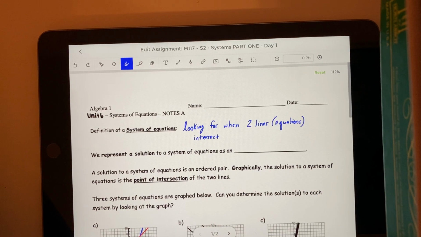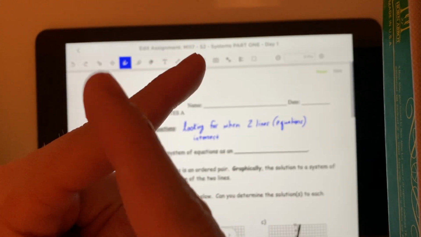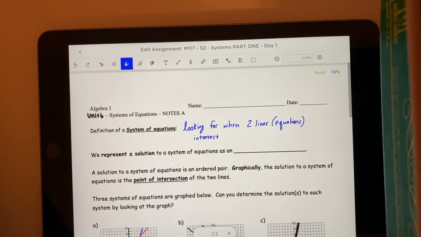So again, the main idea of a system of equations is you have two equations which make two lines, and when those lines cross, they're going to cross at a certain point. And when they cross, that point that they touch is going to be the solution. It's going to be the answer to these problems. So it's a system of multiple equations, and then they're going to meet at a point, hopefully.